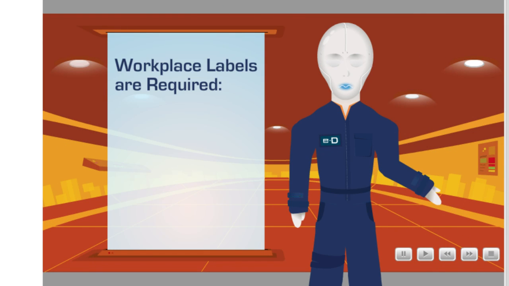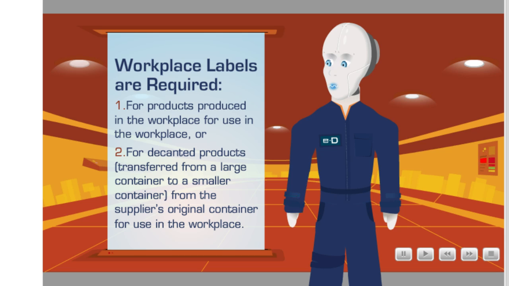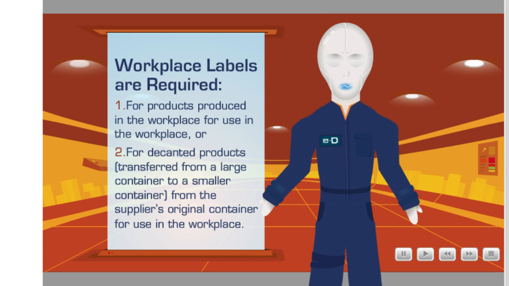As previously mentioned, workplace labels are required for products produced in the workplace for use in the workplace. They also include products that are decanted from a large container to a smaller container, things such as concentrated cleaners that are diluted with water for use. If you were to pour acid from a large container with a supplier label to a smaller container, you must add a workplace label so you and your coworkers know what's inside.